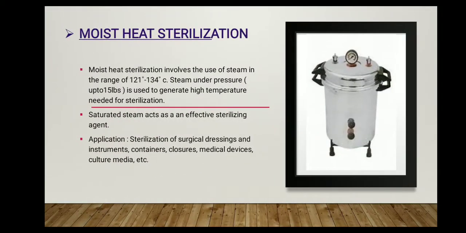Moist heat sterilization involves the use of steam in the range of 121 to 134 degrees Celsius. Steam under pressure up to 15 lbs is used to generate the high temperature needed for sterilization. Saturated steam acts as an effective sterilizing agent. Moist heat sterilization applications are sterilization of surgical dressing and instruments, containers, closures, medical devices, culture media, etc.